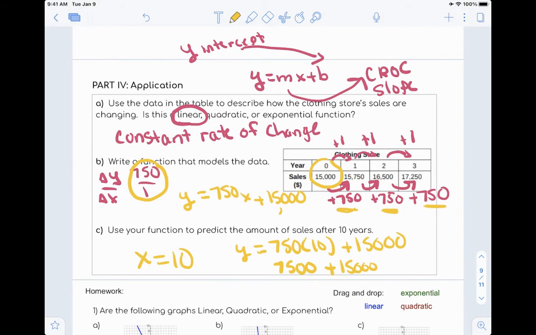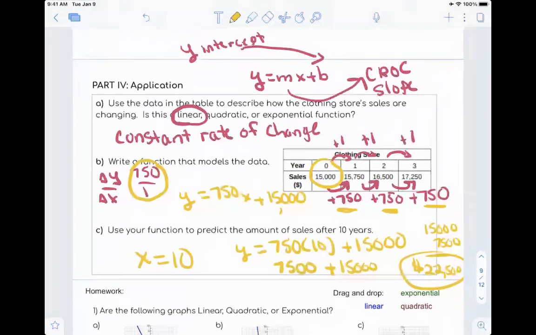And so I'm going to just do the math over here. 15,000 plus 7,500, 22,500. And that is my prediction. After 10 years, the sales should be about 22,500.